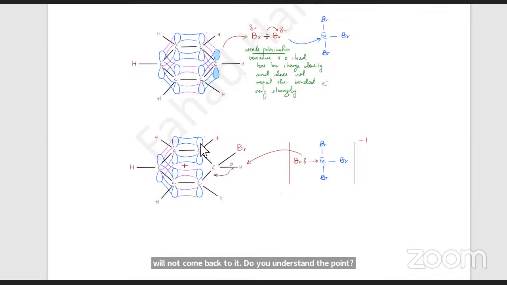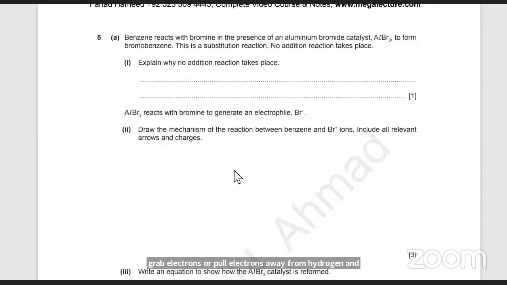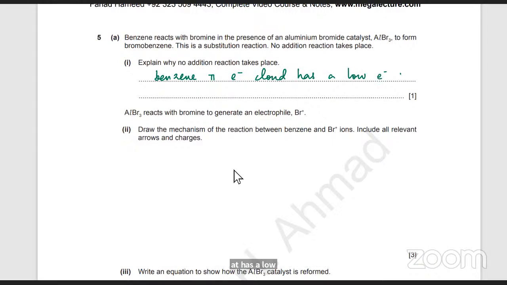So the reason the pi bond or the pi electron cloud is reforming is that the electron density is very distributed and it's very low. It has a very low charge density. So when it gets a positive charge, it's able to pull electrons away from hydrogen and reform itself. Here the explanation is just a one mark question, by the way. So you're just going to say that the benzene pi electron cloud has a low charge density, low electron charge density, which makes it very stable. Hence, it's easily reformed.